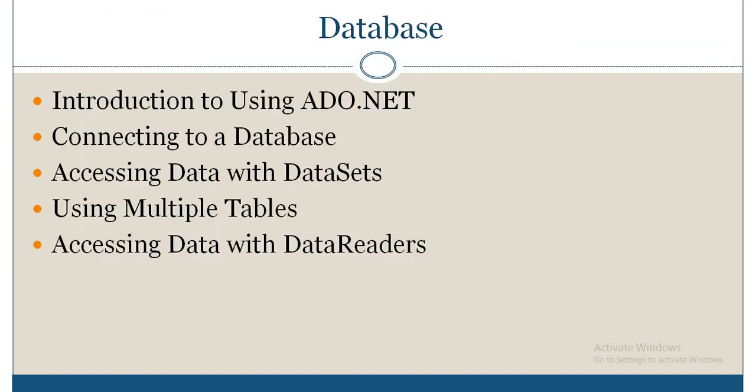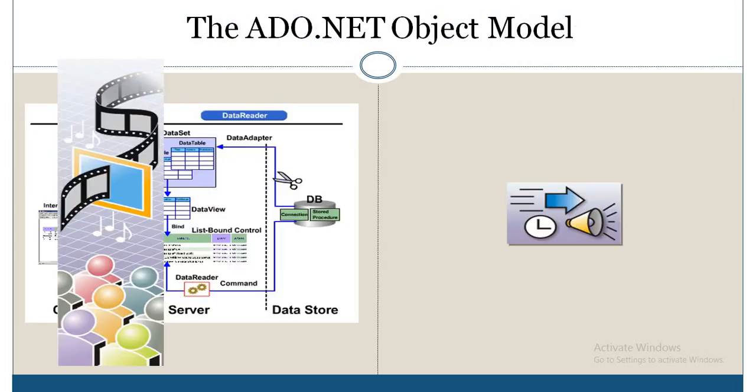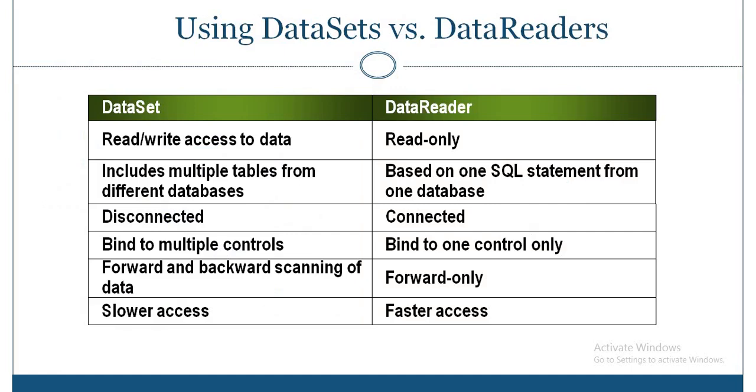Database connection, connecting to the database, accessing data with the dataset, multiple tables, accessing data with data reader. Dataset plus data reader. Read and write access to the data in the dataset process. Read only processing in the data reader process. Multiple tables from different databases in the dataset; in data reader, based on a SQL statement from one database.